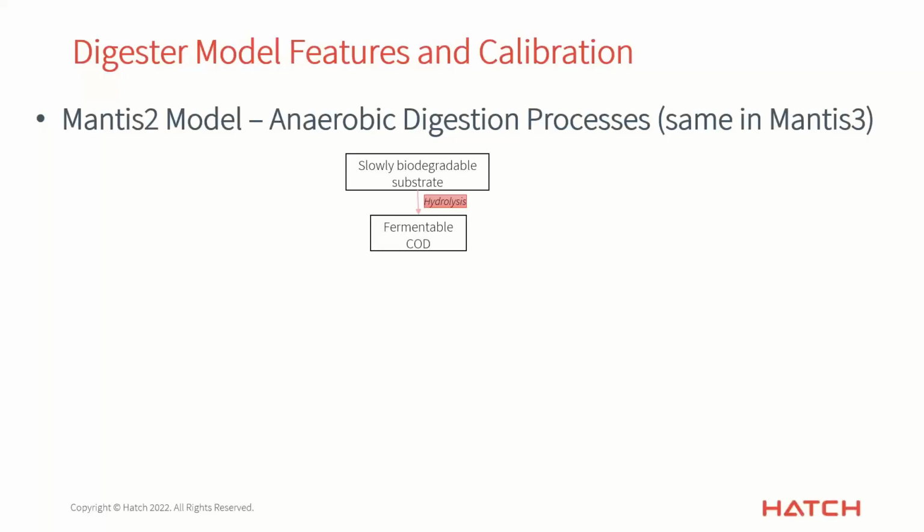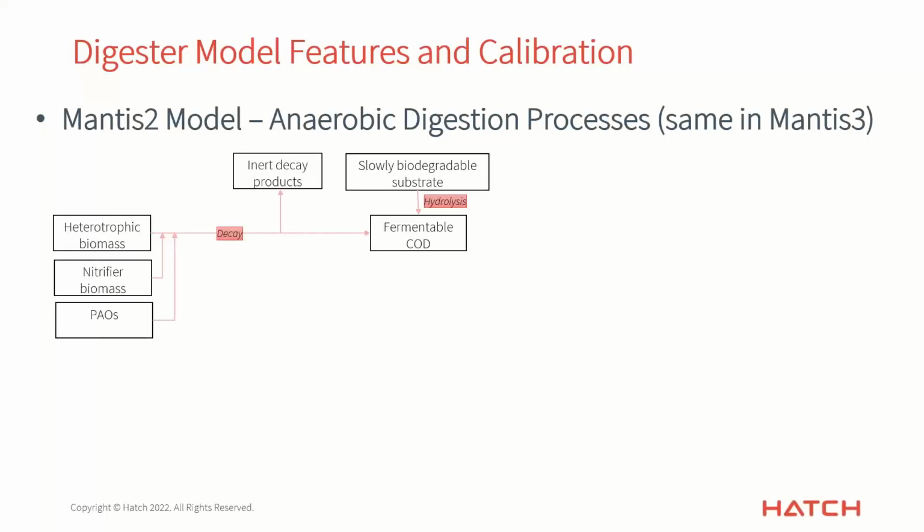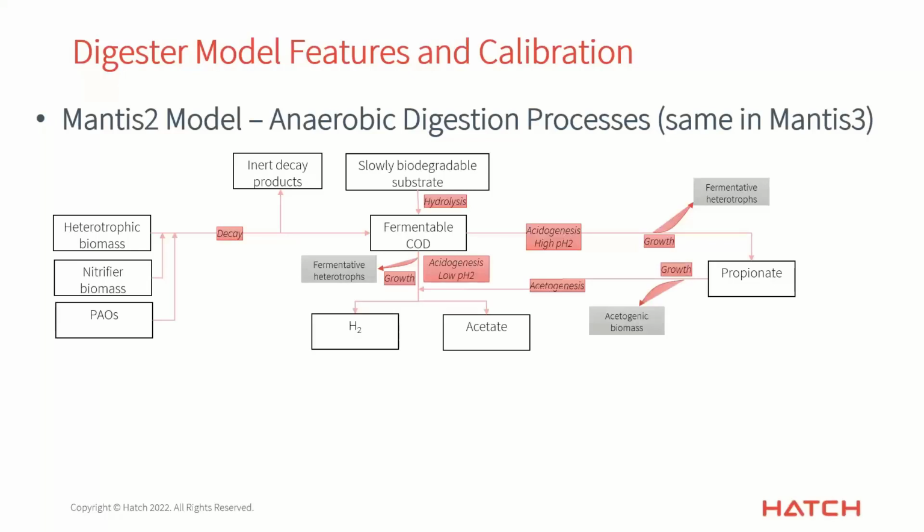There's some slowly biodegradable substrate that comes in and undergoes hydrolysis to become fermentable COD. The decay of all of the biomass is going to produce other COD that can also be fermented eventually. Then there's a number of different types of fermenters in the system producing propionate, and then essentially producing acetate. That's sort of the main story of what we want to get to here, being able to go through that acetogenesis process and get to acetate.